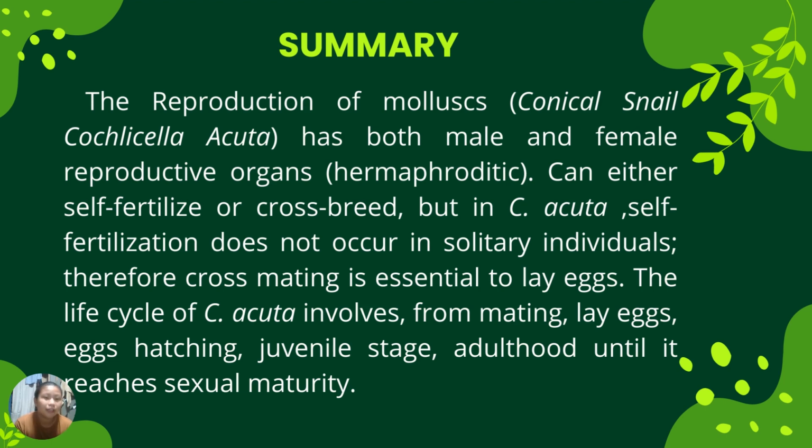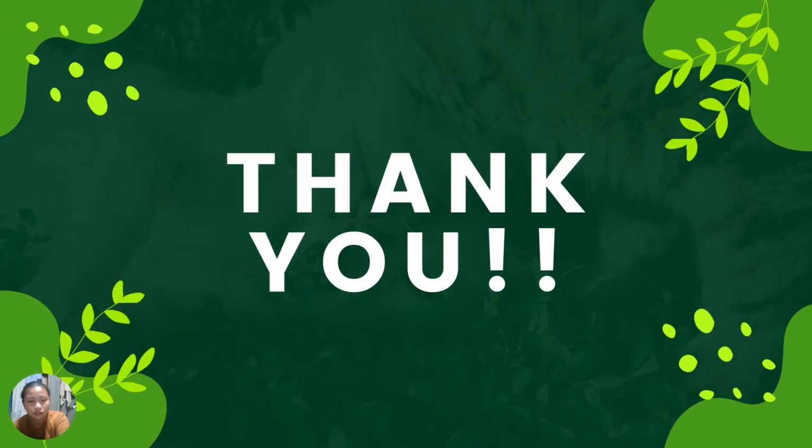So, summary. The reproduction of the mollusk, conical snail Cochlicella acuta, which has both male and female reproductive organs, is known to be hermaphroditic. They can either self-fertilize or crossbreed, but in C. acuta, self-fertilization does not occur in solitary individuals. Therefore, cross-mating is essential to lay eggs. The life cycle of C. acuta involves mating, then laying eggs, egg hatching, juvenile stage, adulthood until it reaches sexual maturity. So, thank you.